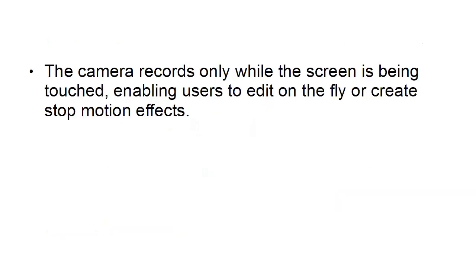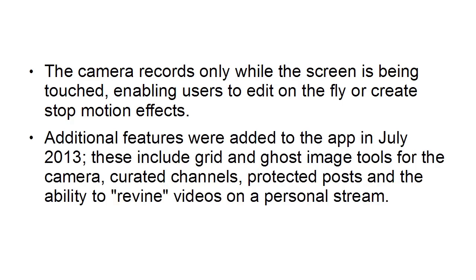Now, when you're using Vine, the camera only records while the screen is being touched, and this enables users to edit on the fly or create stop-motion effects. And there were some additional features added to the app in July 2013, and these include grid and ghost image tools for the camera, curated channels, including themed areas and trending topics or users, protected posts, and the ability to re-Vine videos on a personal stream.